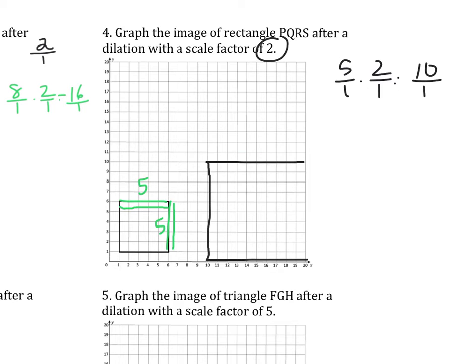And over here to 10, and here to 10. And then that would be my new version, made bigger by a scale factor of 2.